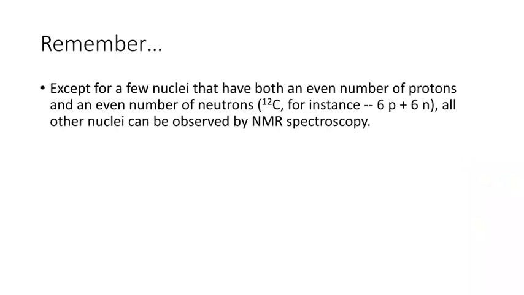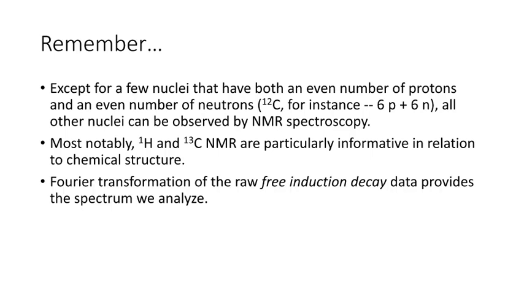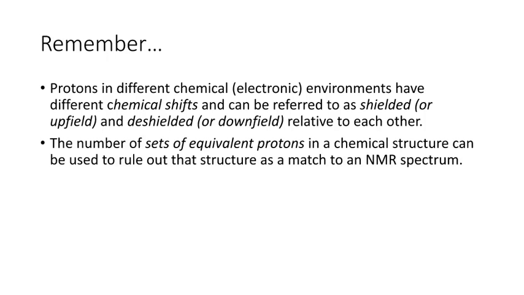Remember, except for a few nuclei that have both an even number of protons and an even number of neutrons, C12, for instance, 6 protons and 6 neutrons, all other nuclei can be observed by NMR spectroscopy. Most notably, proton and C13 NMR are particularly informative in relation to chemical structure. Fourier transformation of the raw free induction decay provides the spectrum we analyze. Protons in different chemical, that means electronic environments, have different chemical shifts and can be referred to as shielded or upfield and deshielded or downfield relative to each other. The number of sets of equivalent protons in a chemical structure can be used to rule out that structure as a match to an NMR spectrum.